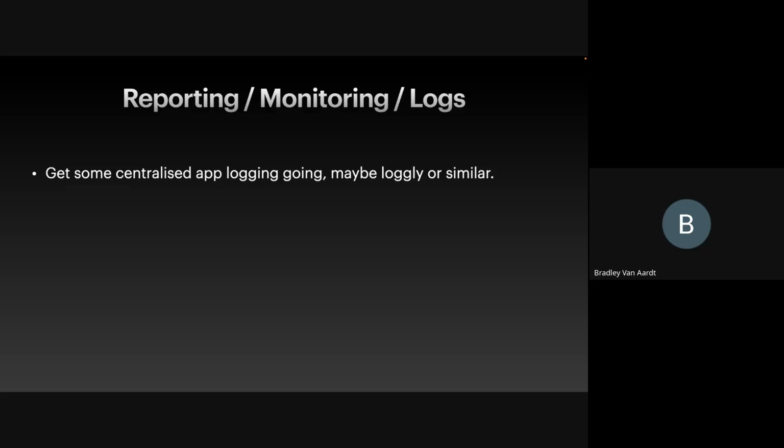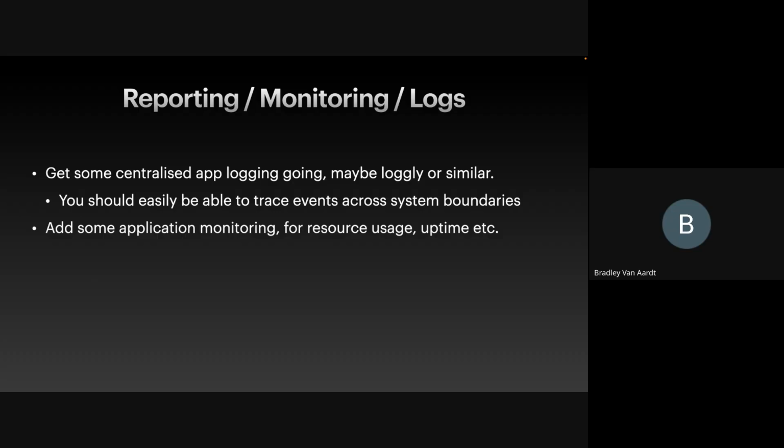So the easiest way is to get some centralized app log going, maybe Datadog, Loggly, or something like that you can build a nice dashboard out of, and you should easily be able to trace events across system boundaries. So that's why you kind of want a centralized log. So if something happens and it's going to have knock-on effects, or if there's a security breach especially, you want to be able to trace how it's affected the systems. So yeah, centralized logging is quite important.